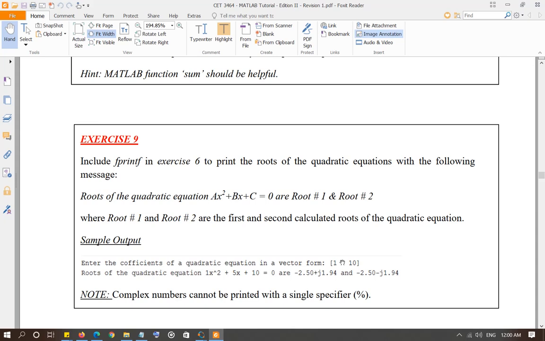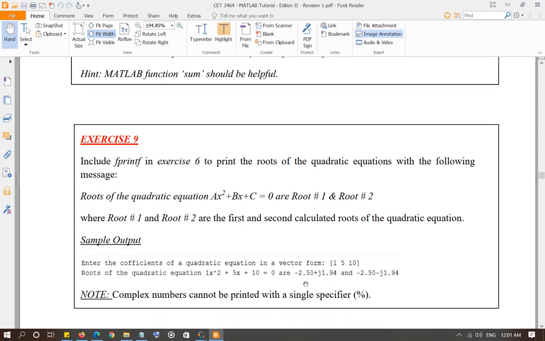Let's say I'm entering 1, 5, 10, so 1x squared plus 5x plus 10, and there are 2 complex conjugate roots for this quadratic equation. Negative 2.50 plus j 1.94, negative 2.50 minus j 1.94. So you're going to be using the fprintf statement with a specifier here, a specifier here, a specifier to print one root, and another specifier to print the other root. Now here's the thing. You cannot use a single specifier to print a complex number.